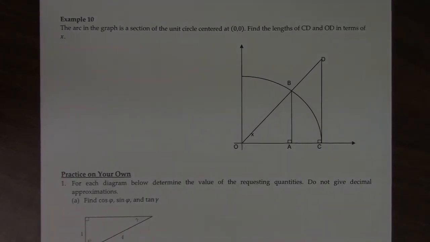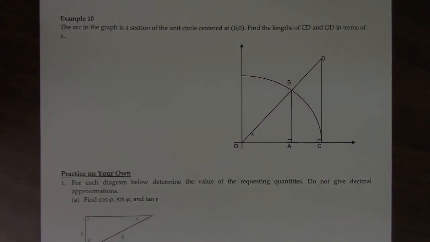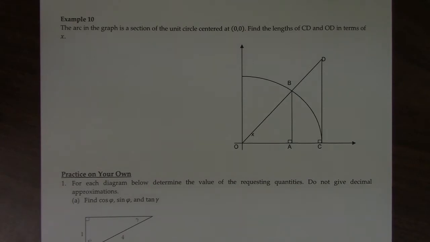Example 10 says the arc in the graph is a section of a unit circle centered at 0, 0. Find the lengths of CD and OD in terms of x. So they want us to actually come up with an equation that defines those lengths in terms of x. X is the angle.